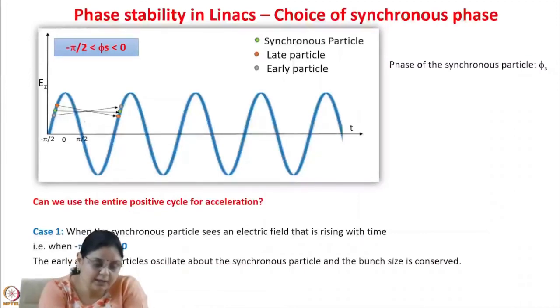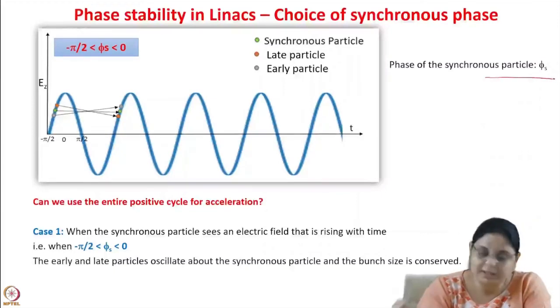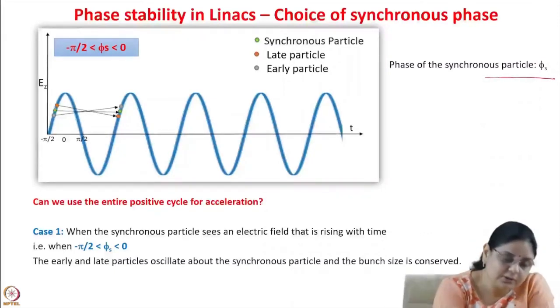We know that in the positive cycle, the field is in the accelerating phase. But can we use the entire positive cycle for acceleration? So let's just see. Let's consider the phase of the synchronous particle as phi s. This green particle is the synchronous particle here, and it has a phase phi s. Let's consider a case where this synchronous particle is lying between minus pi by 2 and 0.